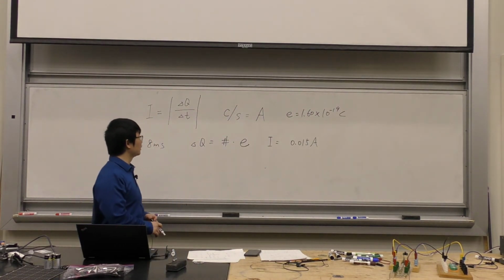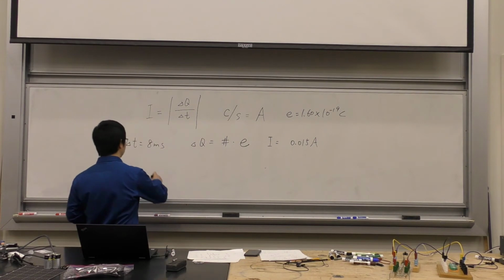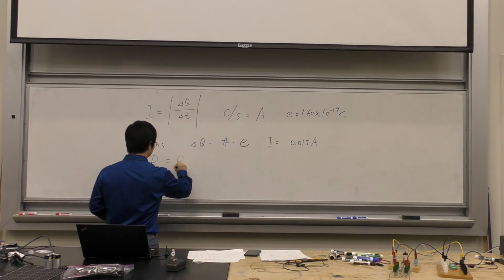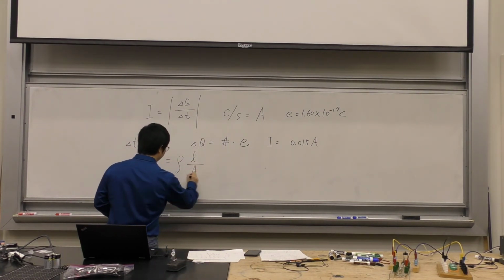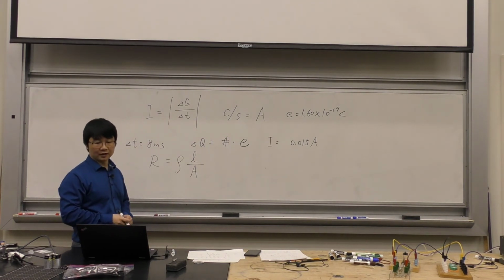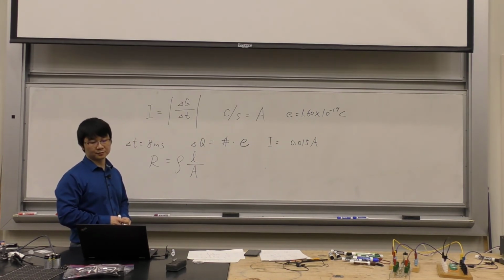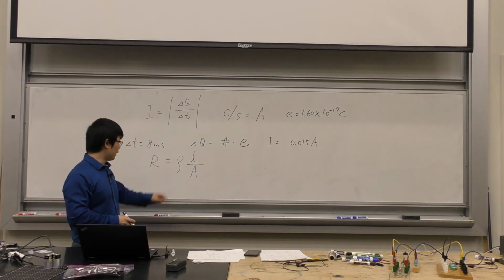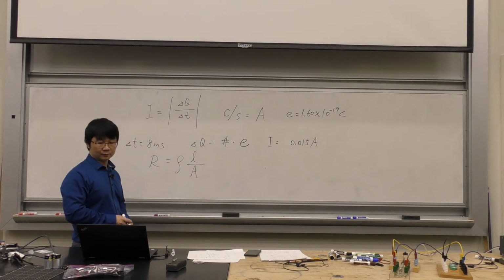And then how do we calculate the resistance of a certain material? That's the equation. This rho is the resistivity. Again, it's a property of a certain material, so you can look it up. They have been determined experimentally. L is the length of the material, and A is the cross-sectional area of the material.